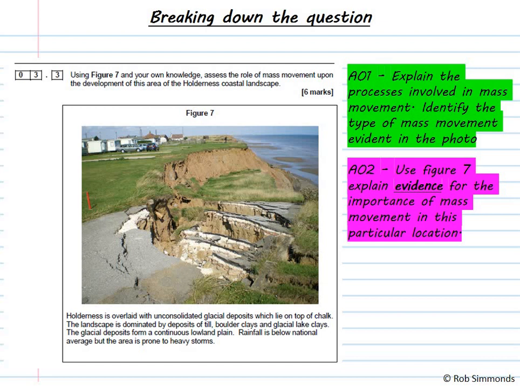So my AO1 key knowledge is going to be from identifying a form of mass movement, to then explain how it occurs and to show that I understand that key process. The AO2 that I need to develop in my answer is using evidence from the picture to assess the importance of mass movement. So how important is mass movement, or possibly is it something else that creates this landscape?